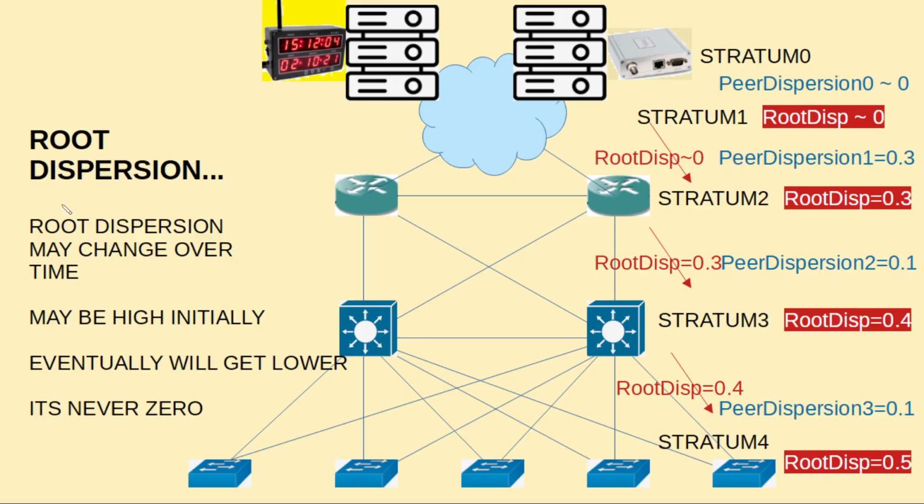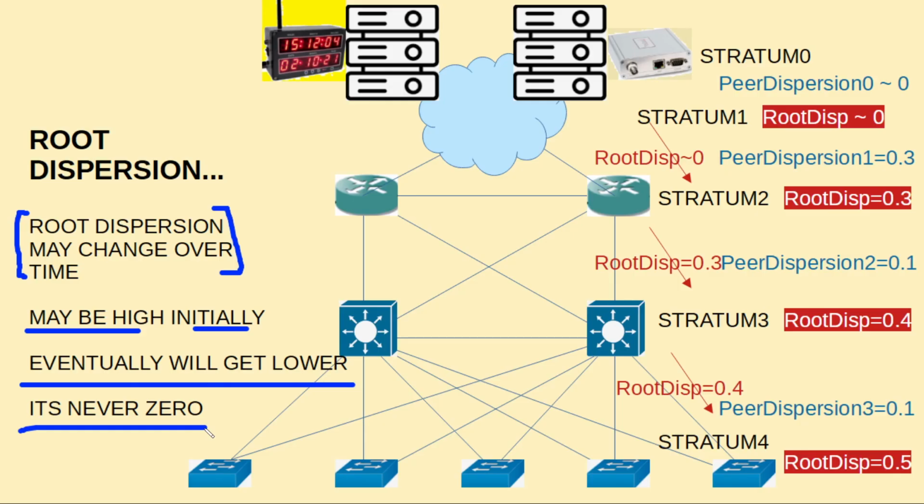Now, the root dispersion value may change over time when devices are still synchronizing or recently synchronizing with a new authoritative time source. This value may be high initially, but will eventually get lower. And it is never going to be zero, because that would be an ideal case. Devices will never have the exact same time as the authoritative time source.